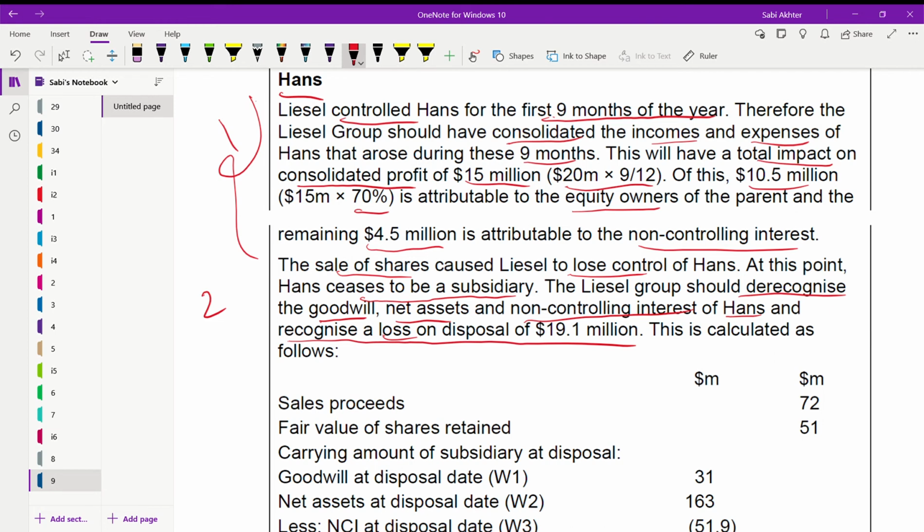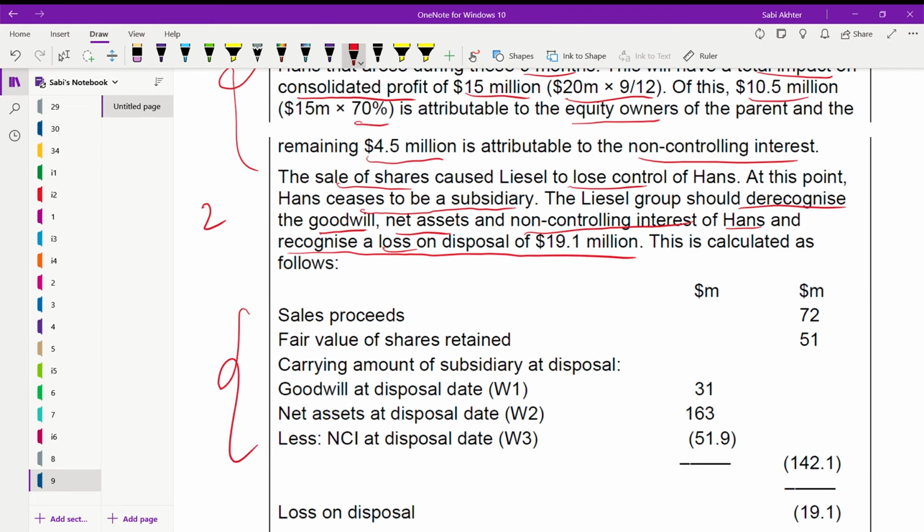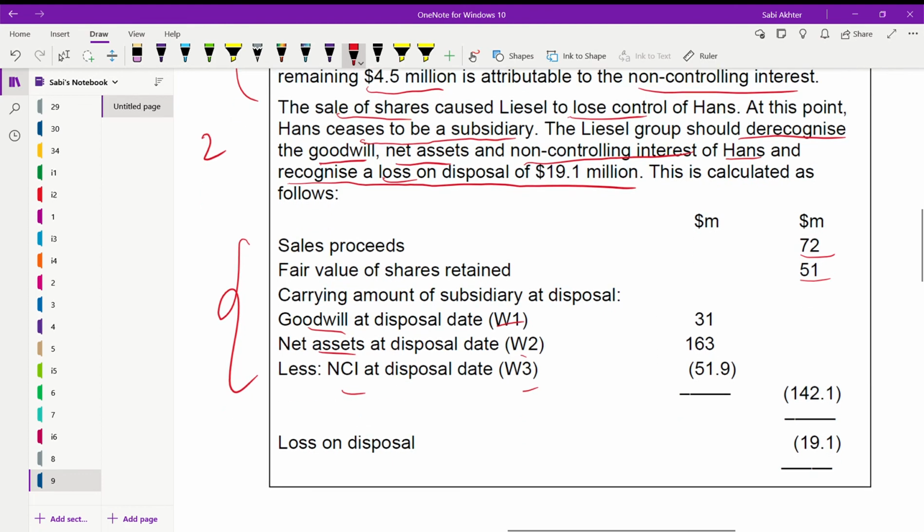This is calculated as follows. Because it's a loss of control, there'll be a profit or loss. Okay, and this is a pro forma. I've told you to remember it, when there's a loss of control. So sale proceed is 72. We are selling it for 72. Fair value of shares retained is given, 51. For goodwill and net assets and NCI, there are workings. And all these three are at the date of disposal. The goodwill, net assets and NCI. Okay. And finally, it's a loss on disposal. So let us go.